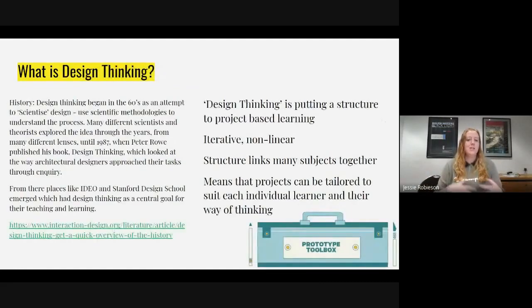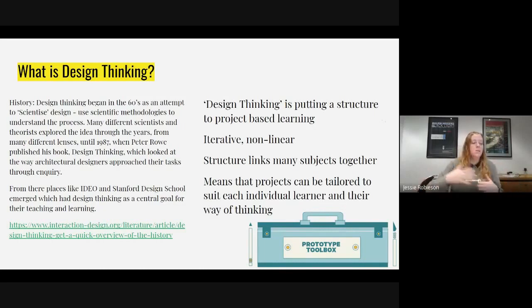So that's project-based learning. What is design thinking? I've got a little bit of history here. Design thinking began in the 60s in an intent to scientize design. A lot of design was happening, especially in architecture, and scientists kind of wanted to understand what that process was that you went through when you designed something. But then it was kind of like, well, design is design. You go through a process. Do we really have the same process? That was kind of the idea, and a lot of it went back and forth.